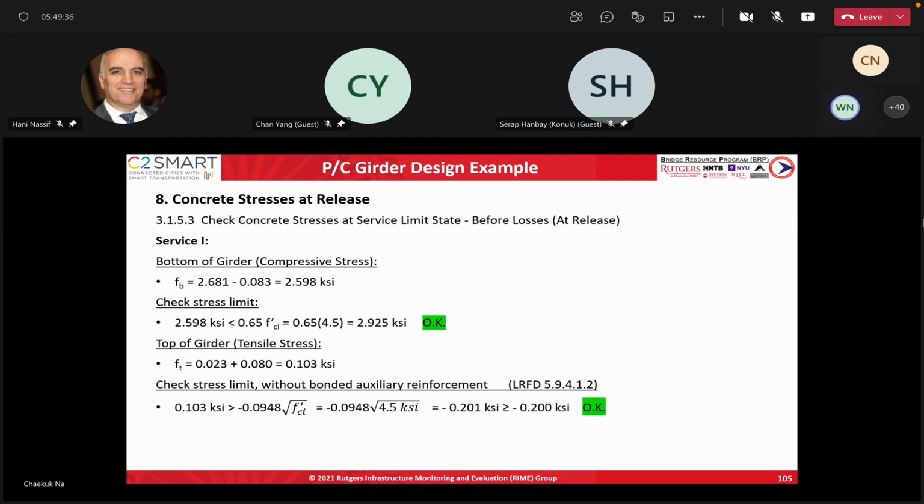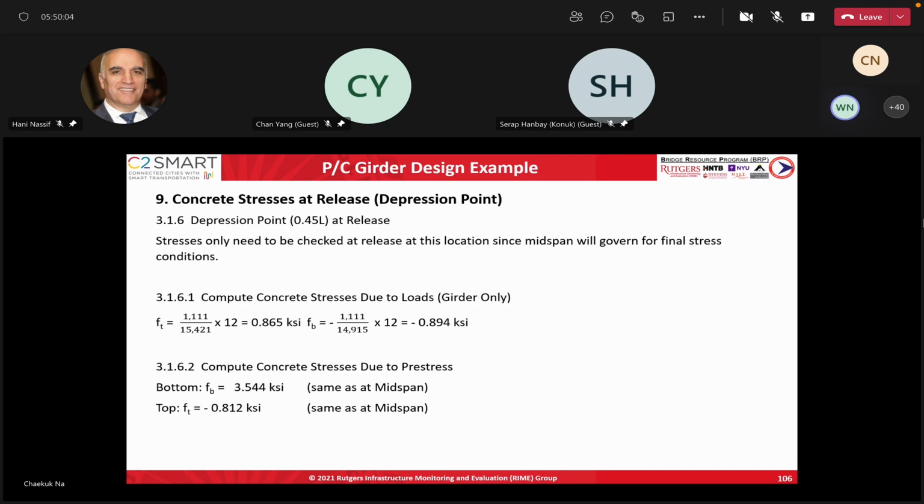Again, these are other checks. We just add them up. At midspan, there are two effects: the tendons themselves and the dead load moment. We check the concrete strength in compression not to exceed 65% of the transfer strength stress, and the top to be higher than this. Just the same way. Next slide.